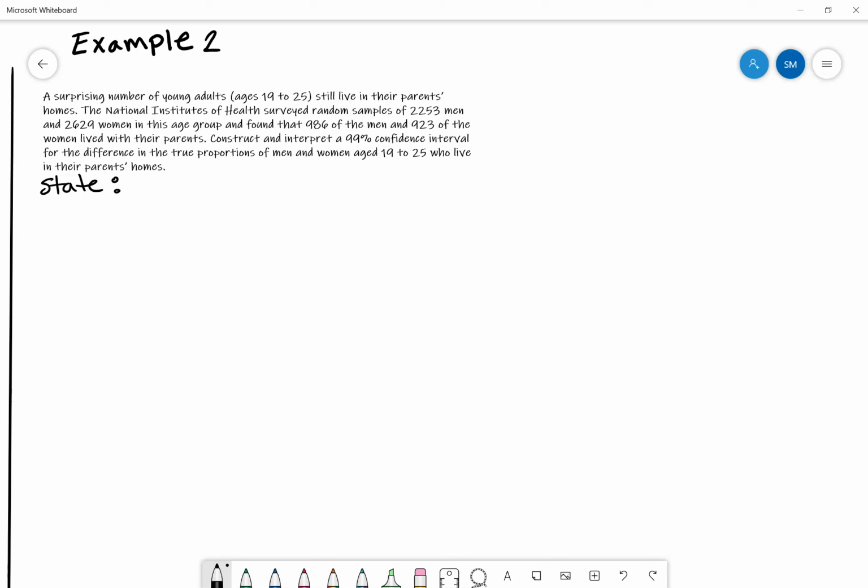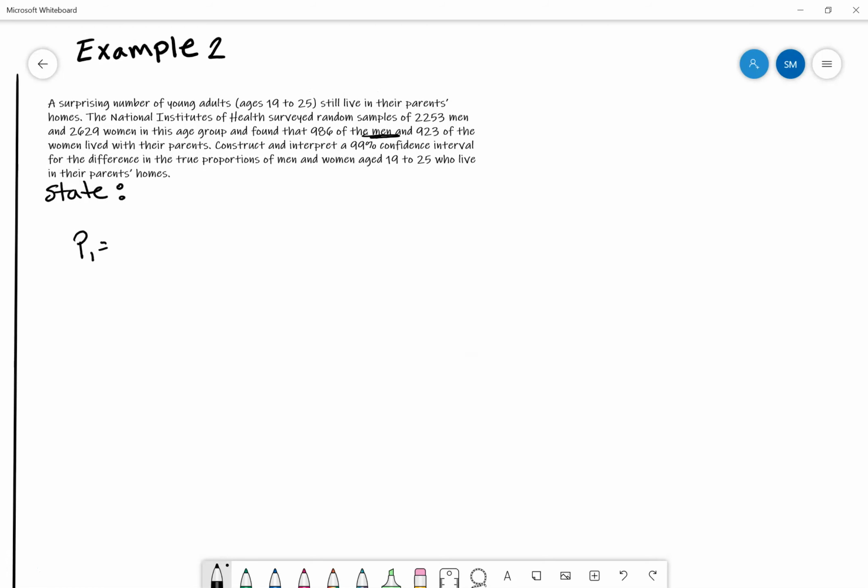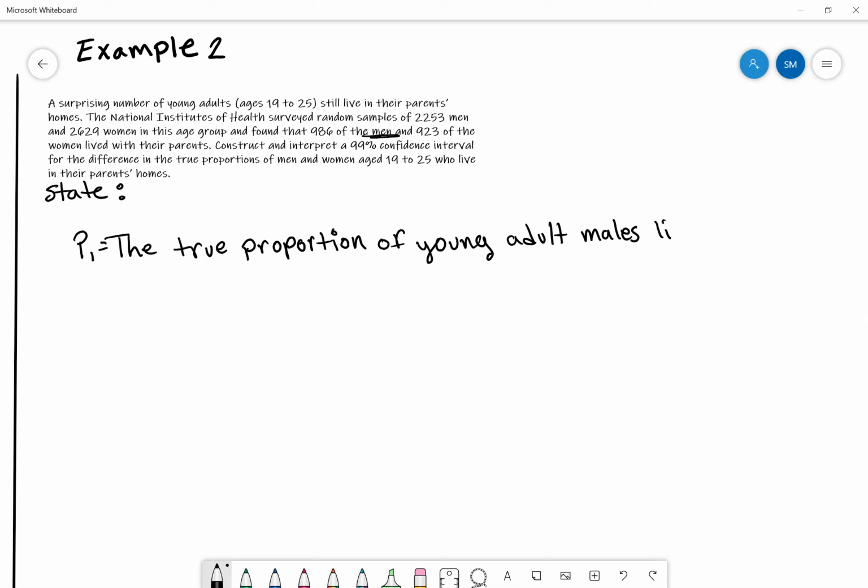Okay, so state. First thing that we like to do is go ahead and identify what our parameter is in context. Because it has the men listed first, we're going to say that p sub 1 is going to be the true proportion of young adult males living at home.